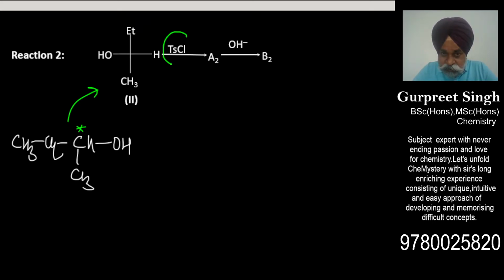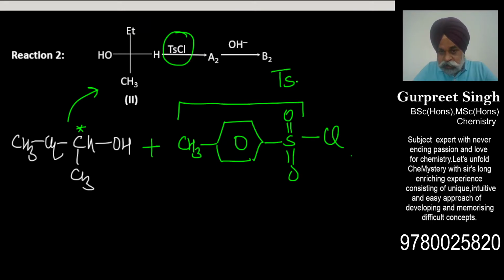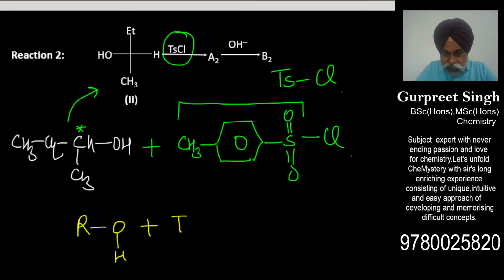Now what is this compound? This is what you call tosyl chloride. Now what is tosyl chloride? Tosyl chloride is paratoluene sulfonyl chloride. We generally write this entire entity as TsCl. So first you have to see what you get when you treat alcohol with tosyl chloride, what you are able to get out of it.